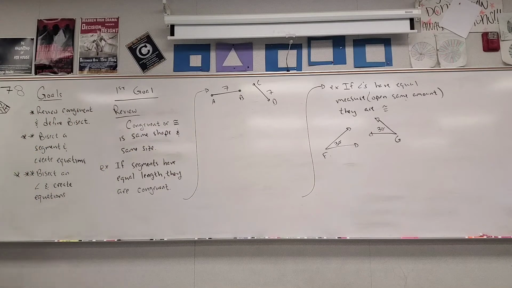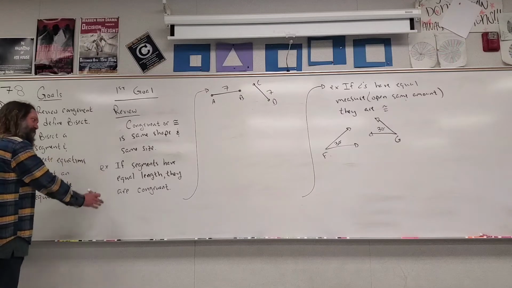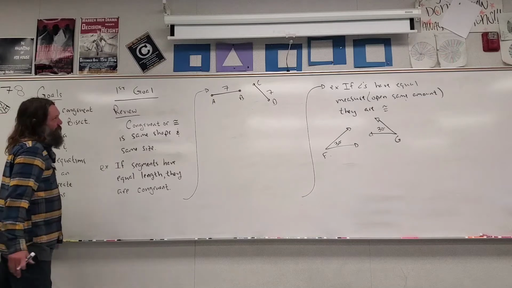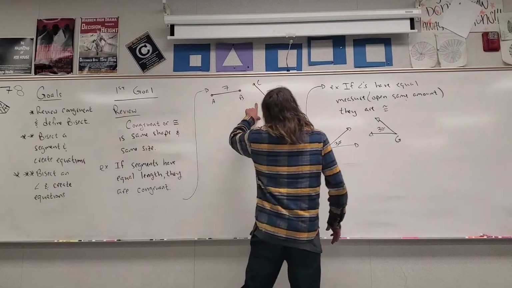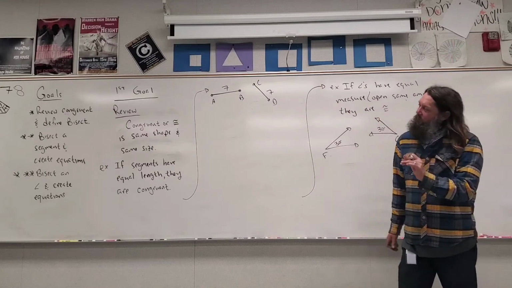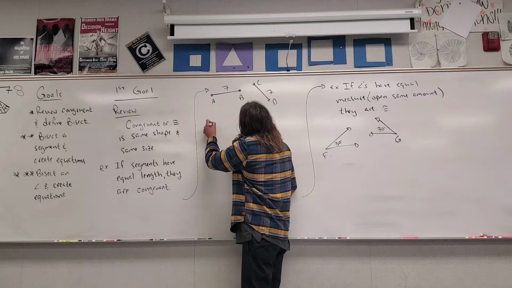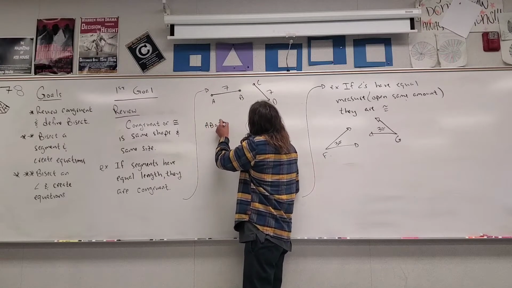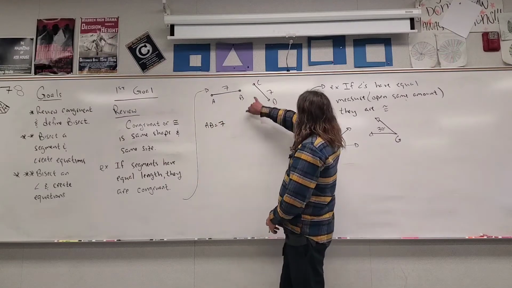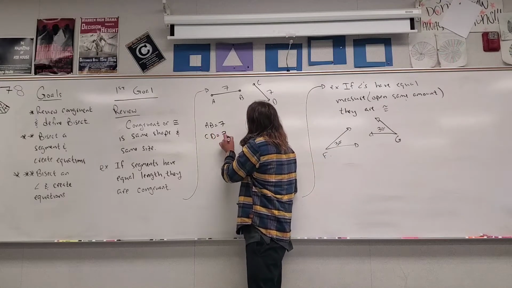So I have 2 examples I want to talk about. I want to talk about segments and angles. And so if segments have equal length, they are congruent. So here I have 2 segments that have equal lengths. And so watch how I write this out. I'm going to use some ideas that we've seen before. We know the length of segment AB is equal to 7. We know that the length of segment CD is equal to 7.